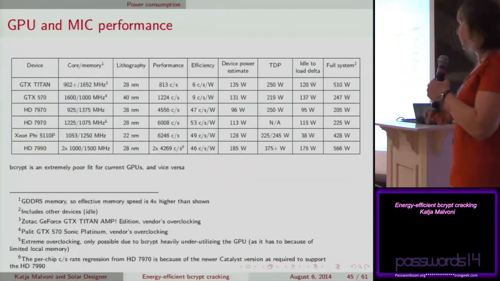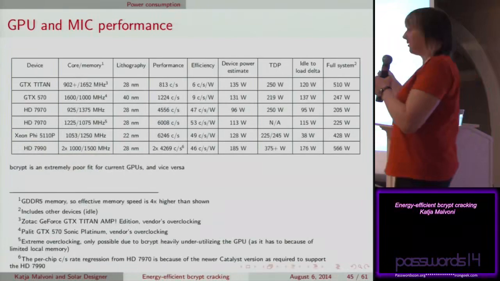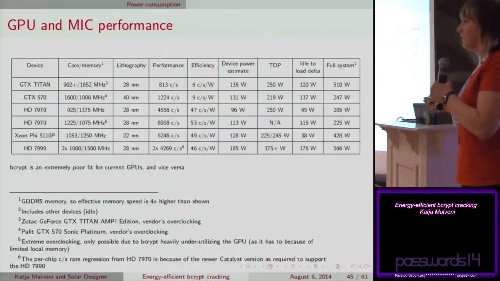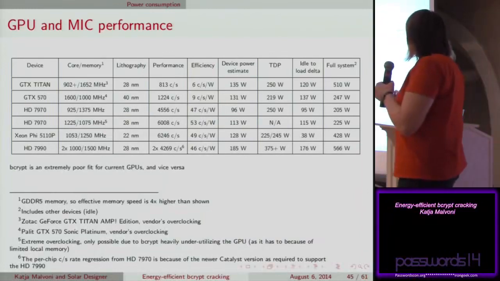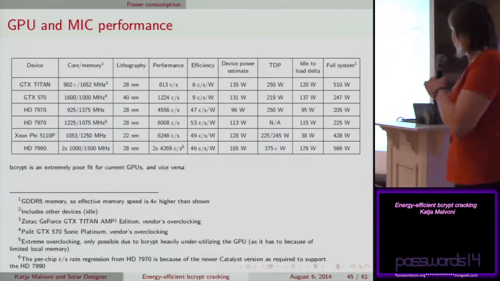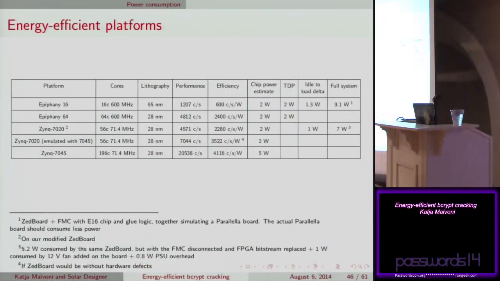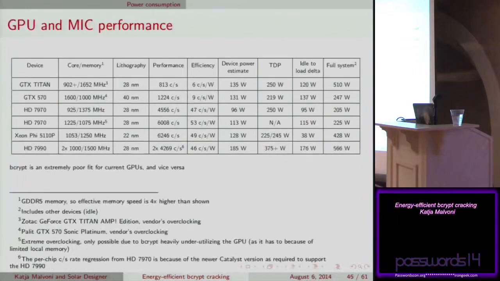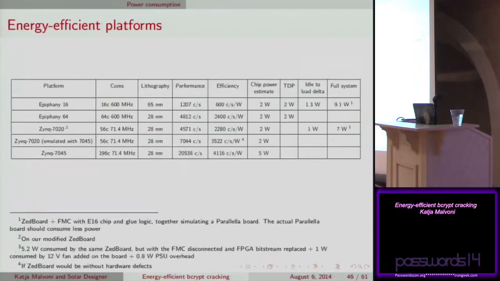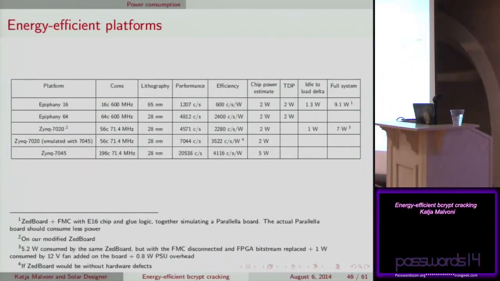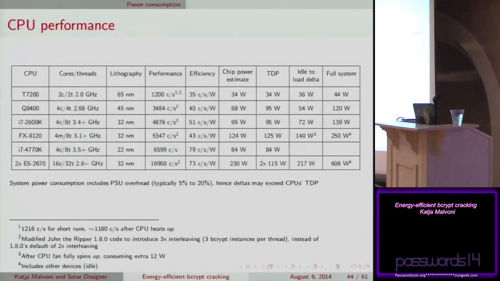For GPUs it is a bit different. Performance, the lowest is 800 and it goes up to nearly 8,500 cracks per second. And efficiency is even lower than on CPUs. And then, if we look at energy efficient platforms, we see that these performance numbers are comparable to what we saw here and here. But efficiency is much higher. Even for the Epiphany 16, which has the lowest efficiency, it's still much higher than any of those.